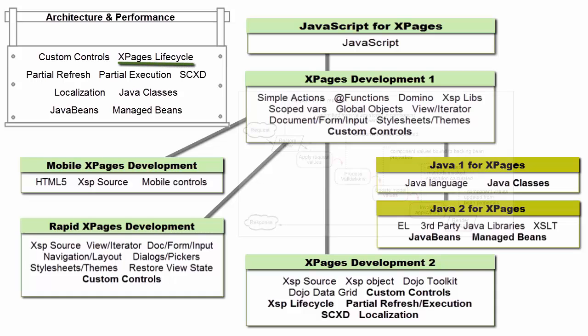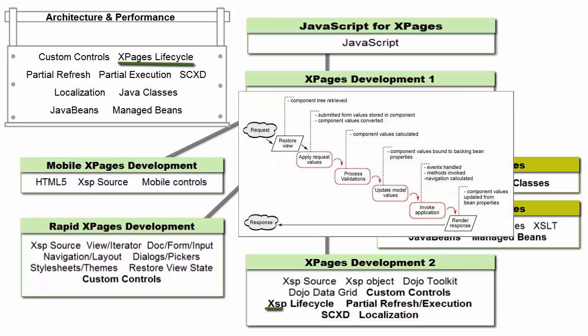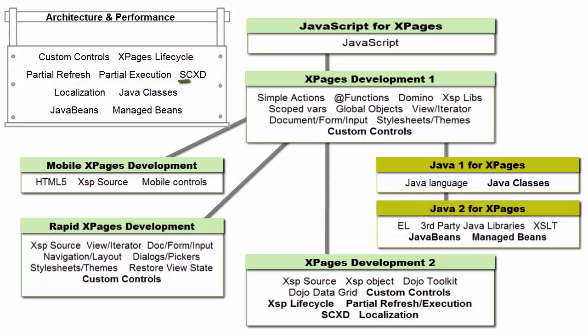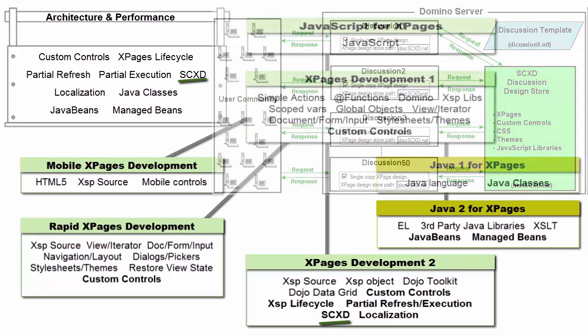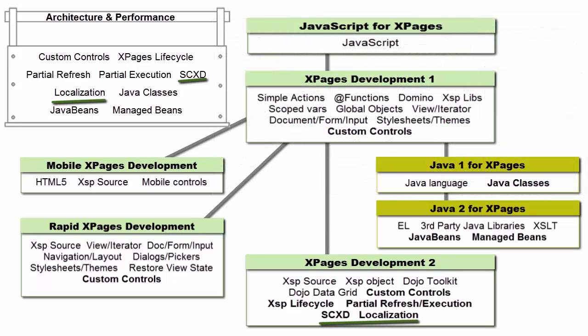The XPages lifecycle, with its 6 distinct phases, is described in our XPages 2 course. And with the life cycle understood, you learn to properly apply the partial refresh and the partial execution performance features for the current request. Single copy XPage design is a performance feature to load once and use the same XPage design across multiple applications. We cover SCXD in our XPages 2 course along with the localization feature to localize your XPage design for display and use in different spoken languages.